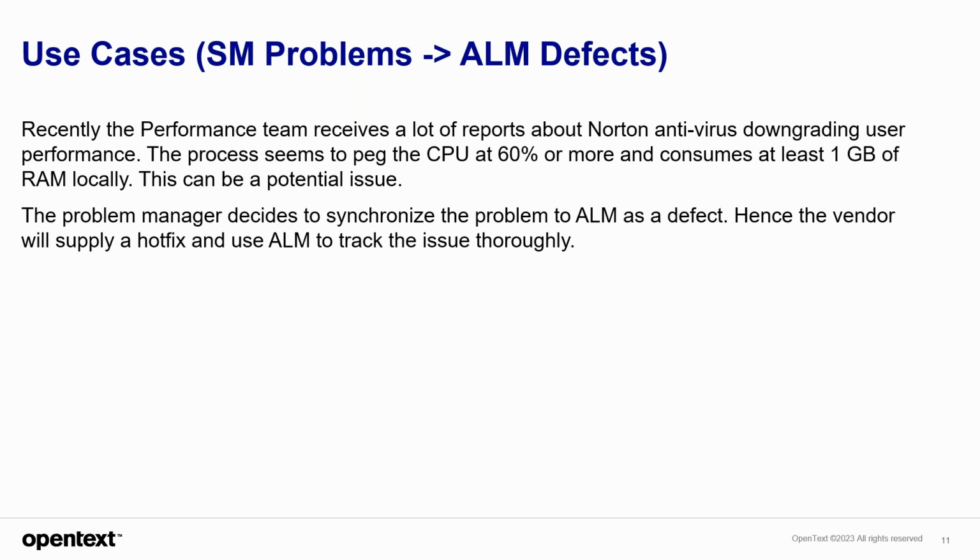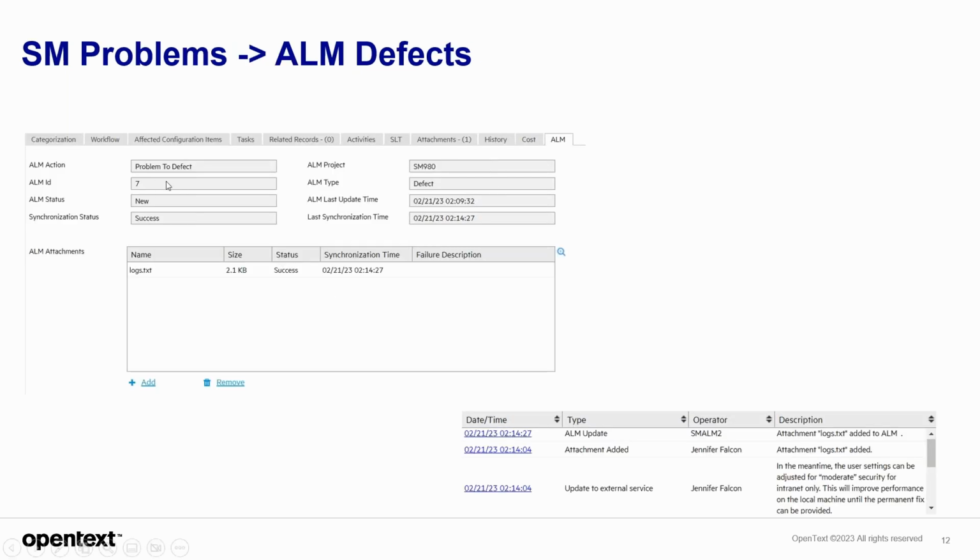The ALM action. In the Service Manager problem module, we only have one action. It's problem to defect, because we only support synchronizing problems to ALM defects. So there is only one action. And here you can choose the project, and when the synchronization finishes, a defect will be created in ALM, and the defect number will be updated back in the ALM ID, and the status of the defect will be synchronized here. And the synchronization status is successful.